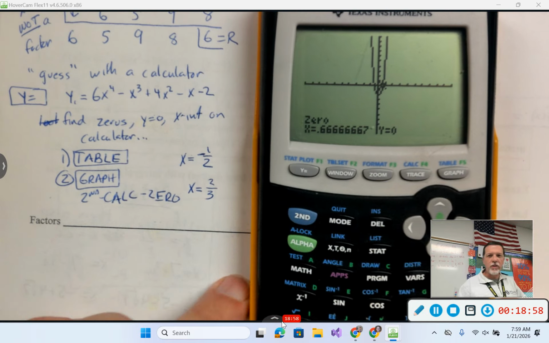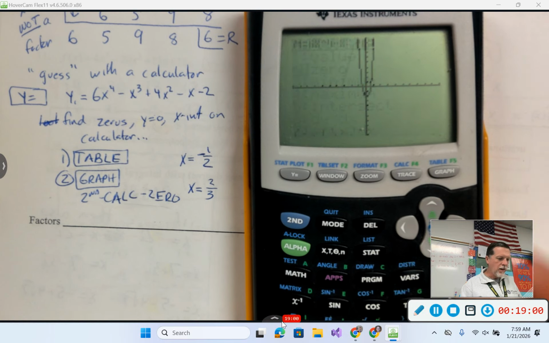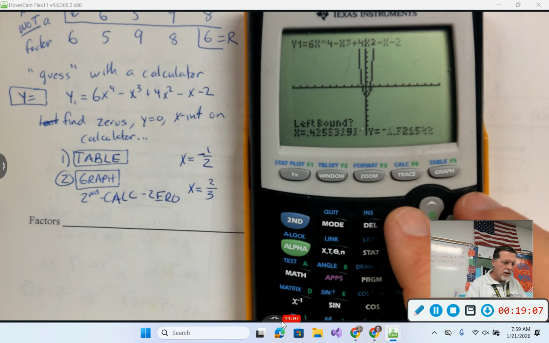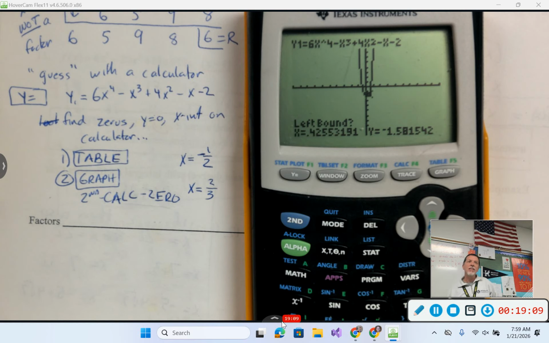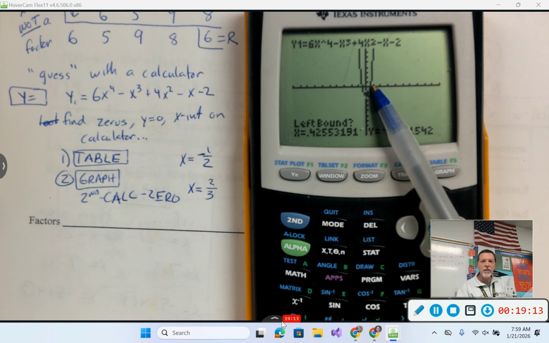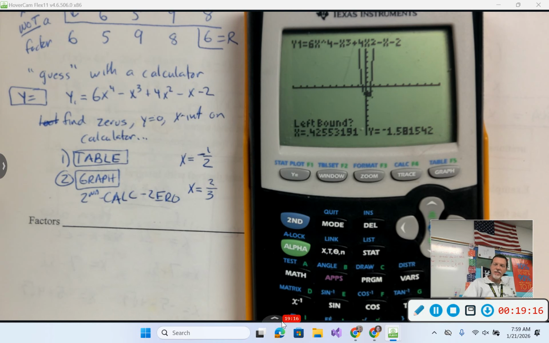All right, so let me do this zero again. Second, calc, zero. When you hit that, it asks you for a left bound. That means how far left do you want me to look for a zero? So make sure you're left of the zero. So I'm looking for this zero, that one. So I go to the left of it, press enter.